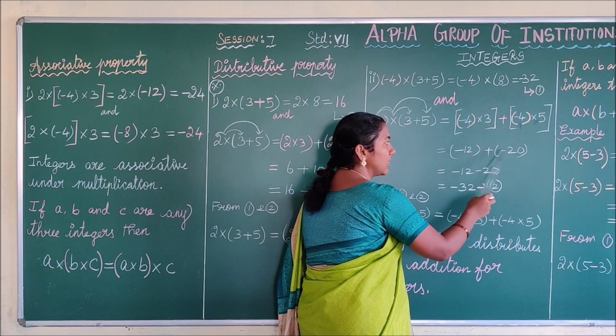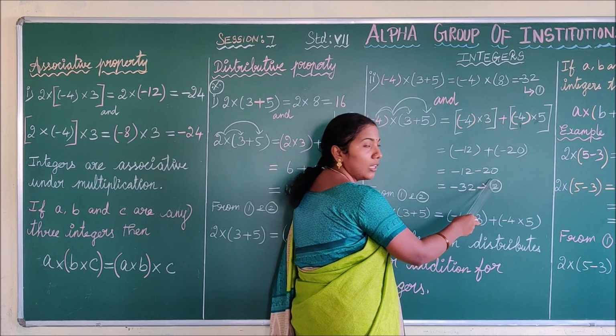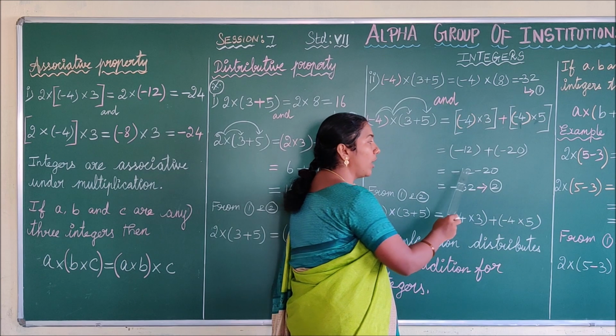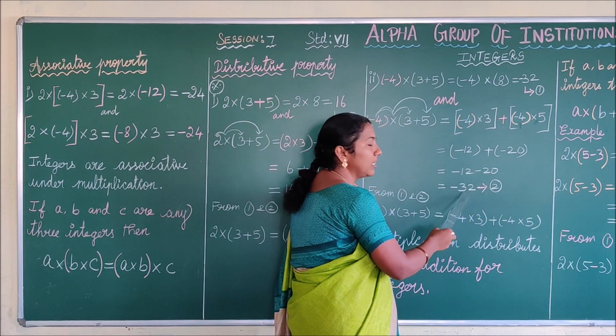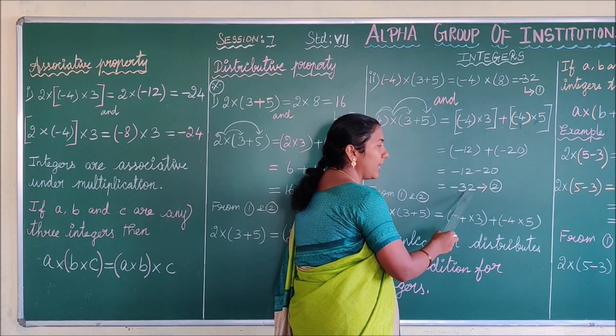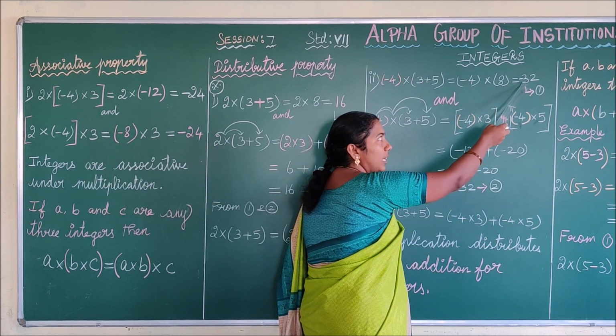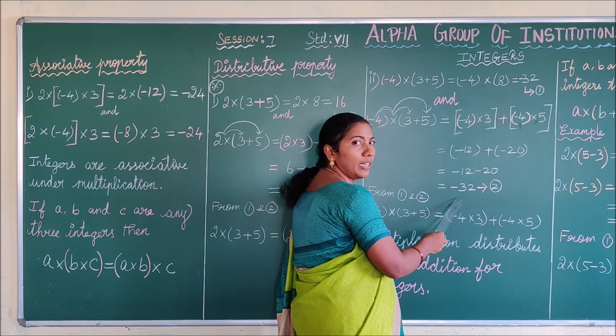Minus 12 plus minus 20. The given two integers are of the same sign. So as per rule 1, we have to add the two integers and the sum gets the same sign. Thus we get minus 32. Let it be equation 2. Now see equation 1. Here also we get minus 32.